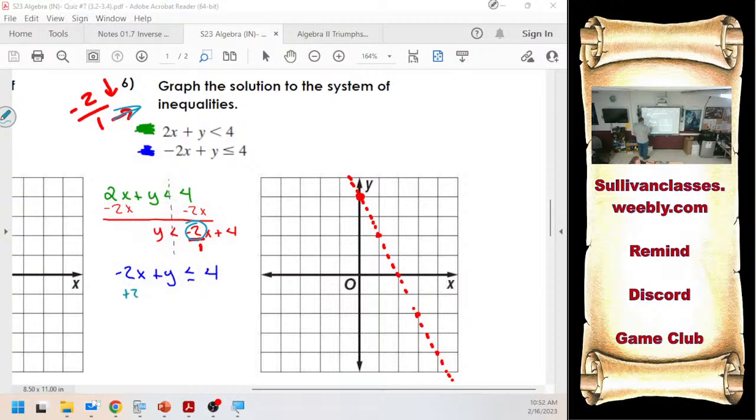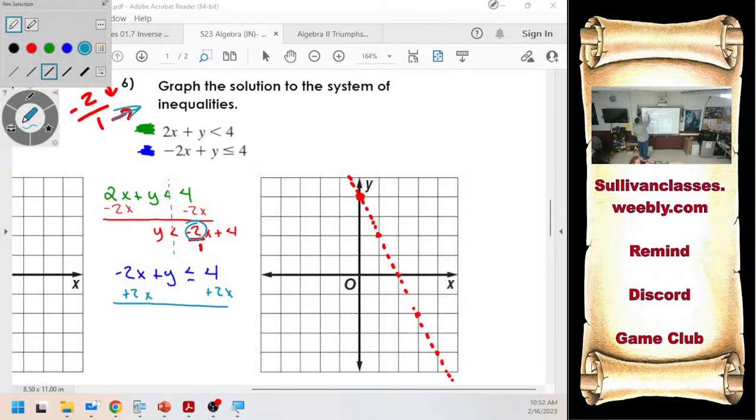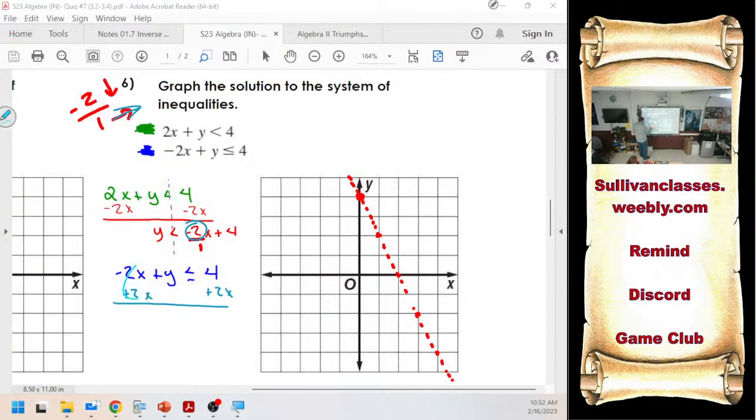So, add 2x. Is it the same? It's not a negative slope. It's close. If this was negative here, they would have been practically the same line. They just would have both shaded and been done.